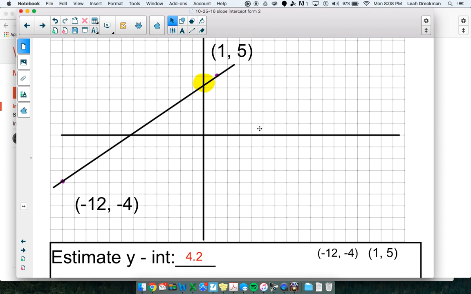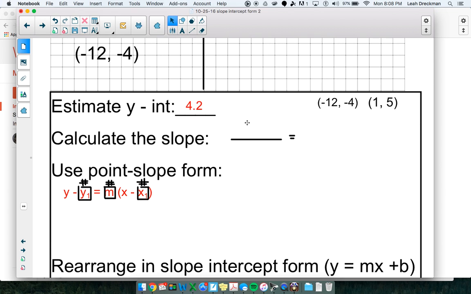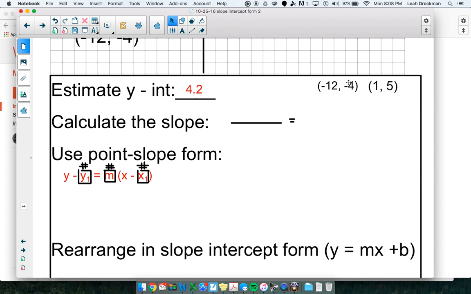All right, now, for my slope, we already know how to do this. So if you want to come down in this space here, I just recorded the ordered pairs because my screen doesn't allow me to access both parts of this so you can view both parts. But for our slope, remember we're taking y minus y. So I'm going to take my y values of 5 and negative 4 and subtract them. 5 minus a negative 4. And then in the denominator, I'm going to take 1 minus a negative 12.